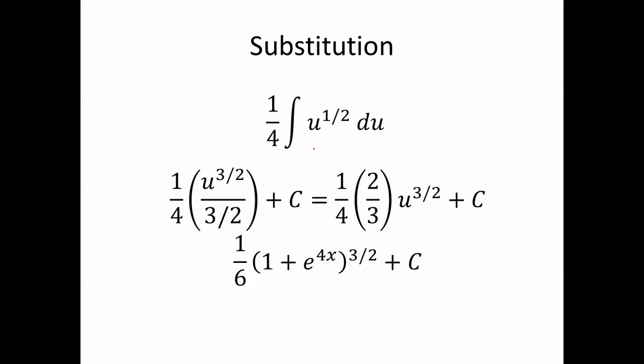The antiderivative of u to the 1/2 is u to the 3/2 over 3/2 plus c. So we have 1/4. Dividing by 3/2 is the same thing as multiplying by 2/3. So we have 1/4 times 2/3 u to the 3/2 plus c. 1/4 times 2/3 is 1/6. So we end up with 1/6 times 1 plus e to the 4x to the 3/2 plus c.